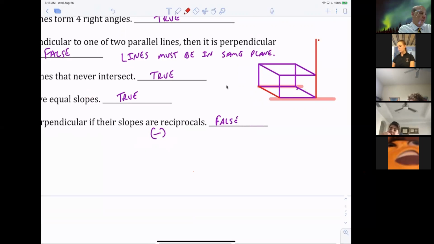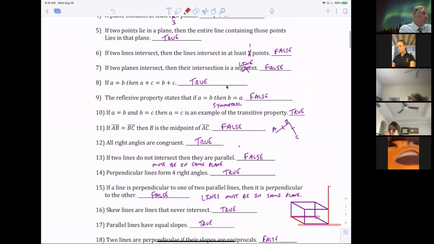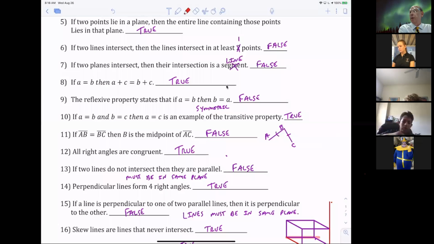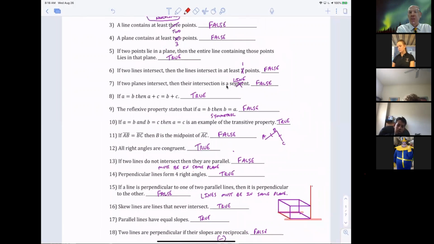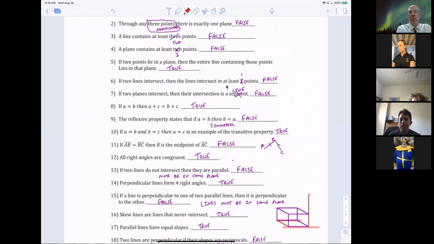Number 7. It's not a segment, it's a line. Okay. Right, that's the problem. All right. Anybody else at home interested in me explaining a true and false question? Again, most of the time it's just visualizing.